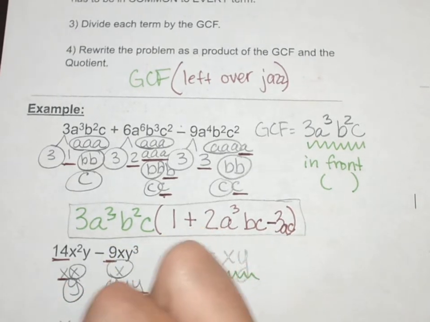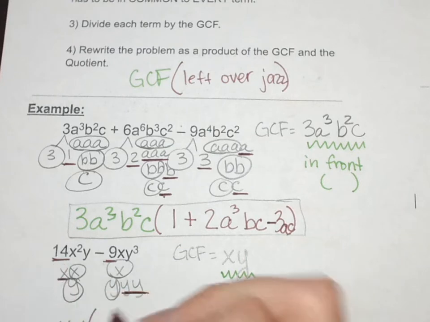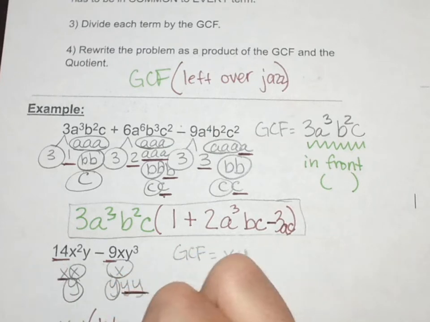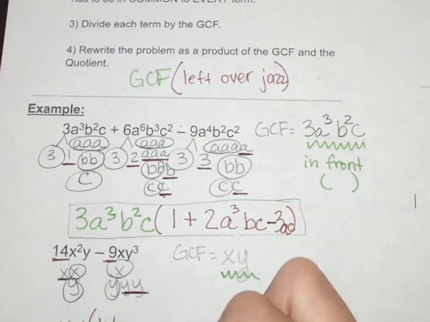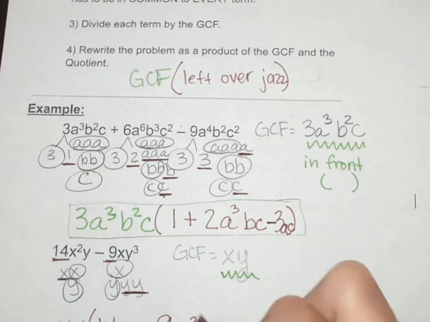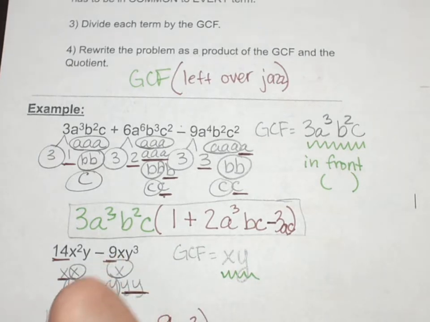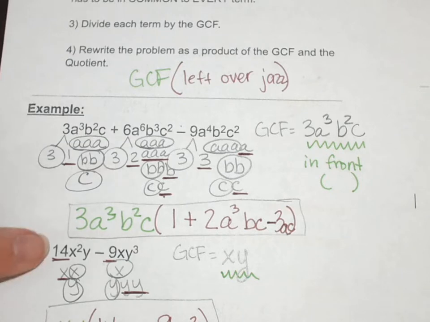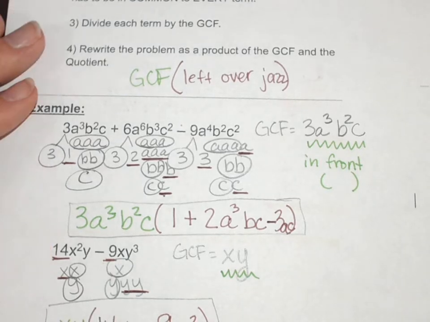Now let me look at my leftover stuff. I have a 14 and an x. I have a minus sign, and then I have my 9 and my y squared. And that is factoring out your greatest common factor. And you can check it by going backwards, using your exponent rules and your distributive property. xy times 14x is 14x squared y, because you have two x's. 9y squared times xy is going to give you negative 9xy cubed.